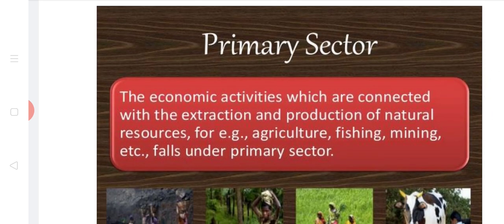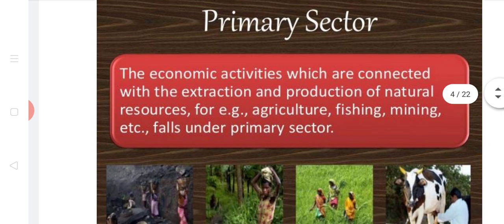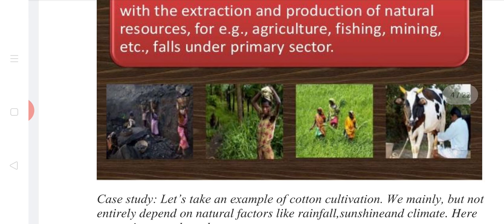The economic activities which are connected with the extraction and production of natural resources, for example agriculture, fishing, mining, fall under the primary sector. Here you will see in the first picture on the left side, mining is there. Some laborers are working in mining for coal. The next one is related to agriculture, and the fourth one on the right side is dairy farming, where one is going to milk the cow.